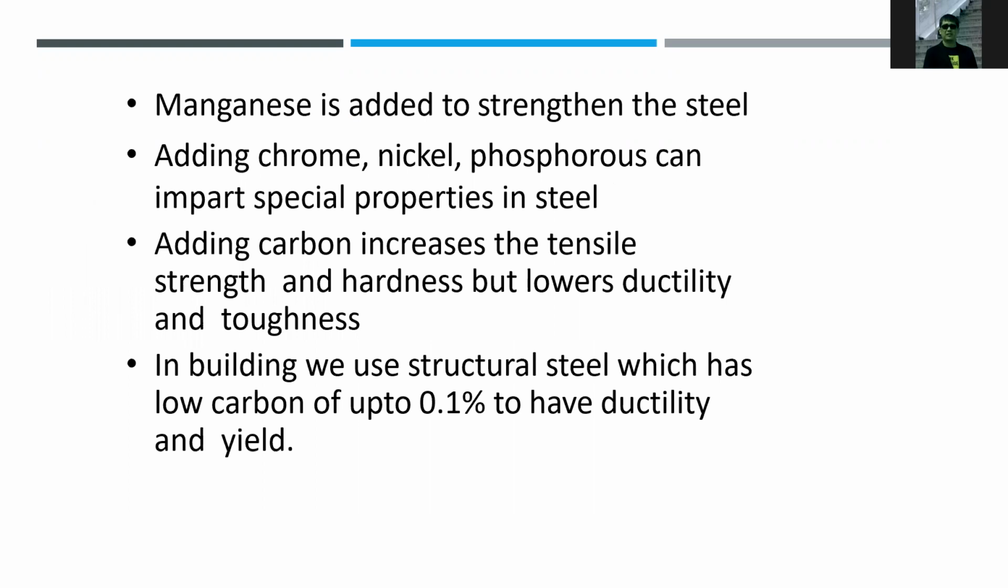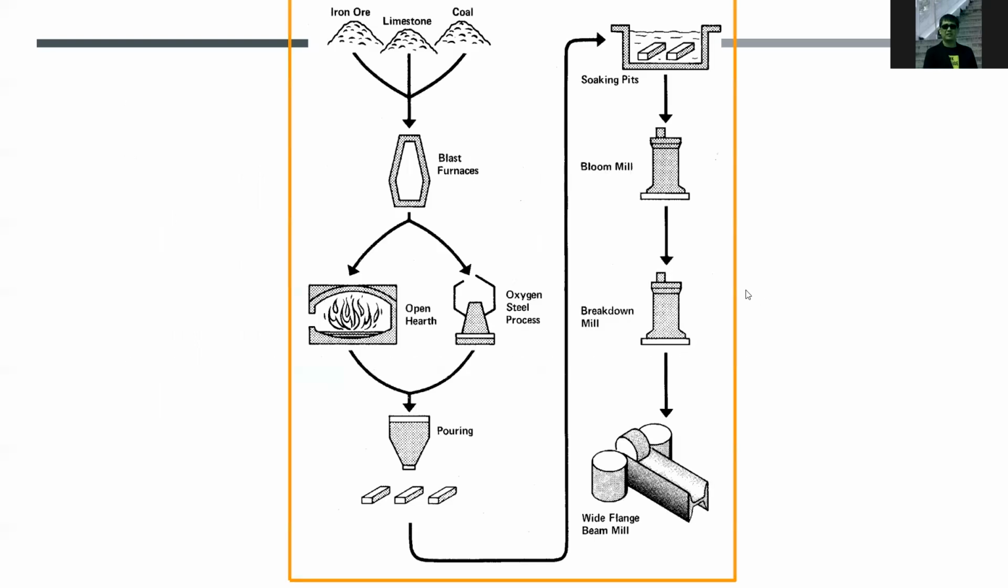Adding carbon increases the tensile strength. If you add more carbon from the processed ore, it strengthens and hardens but lowers the ductility and toughness. In building, we use structural steel which has a low carbon content, up to 0.1%, to have ductility and yield. This is the process in making what you call steel sections. This is the pig iron, which is then molded into different shapes after introducing other minerals.